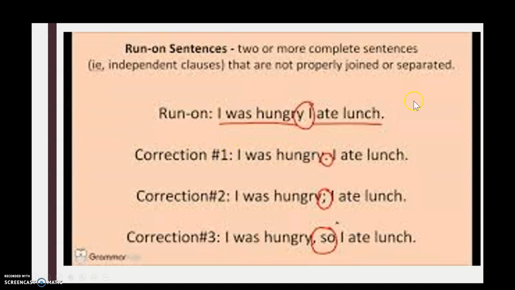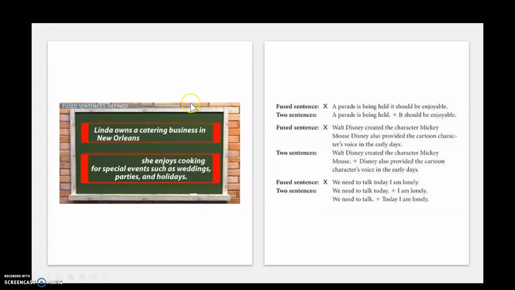So your run-on, "I was hungry, I ate lunch," or your fused sentence, "I was hungry, I ate lunch." Correction 1: "I was hungry." Period. "I ate lunch." Correction 2: "I was hungry;" semicolon, "I ate lunch." Correction 3: "I was hungry," comma, coordinating conjunction, "I ate lunch."